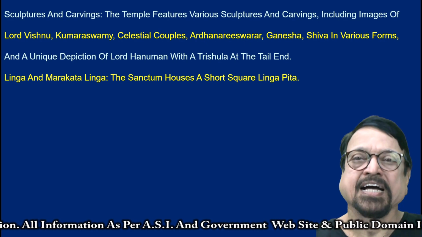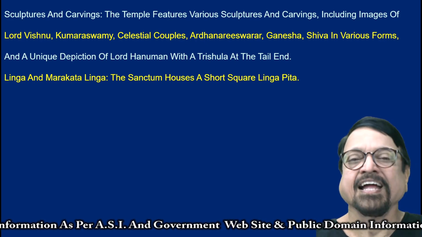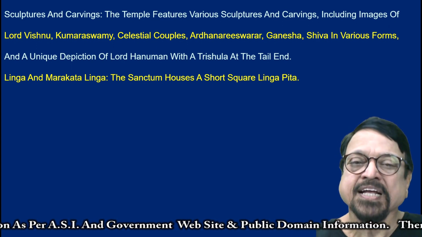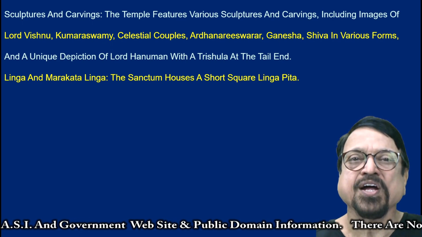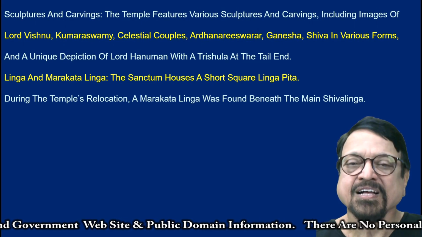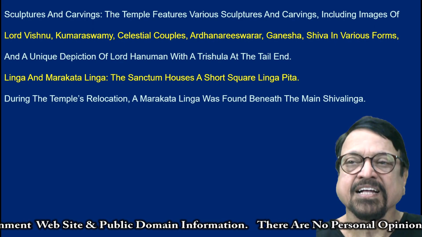There are two types of lingas here, that is the linga and the Manakata linga. Now what is the Manakata linga? I'll tell you the story in a subsequent part. The sanctum houses a short square linga pitha. So the linga pitha is a square of stones on which the linga is constructed.